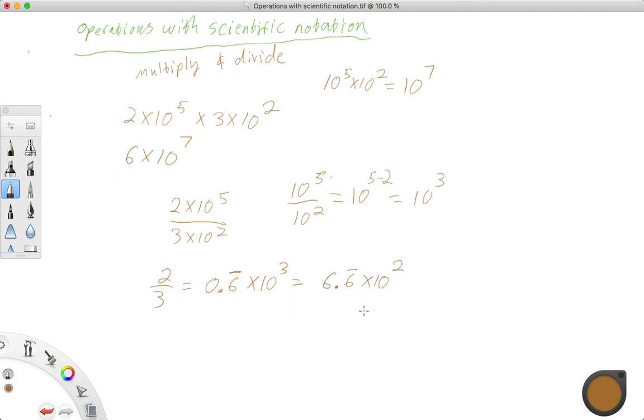And that's really all there is to division. You can divide the powers and then divide the numbers. Okay, so we'll do one more example of this. I'm going to go ahead and, well, I'll do that in the next video actually.